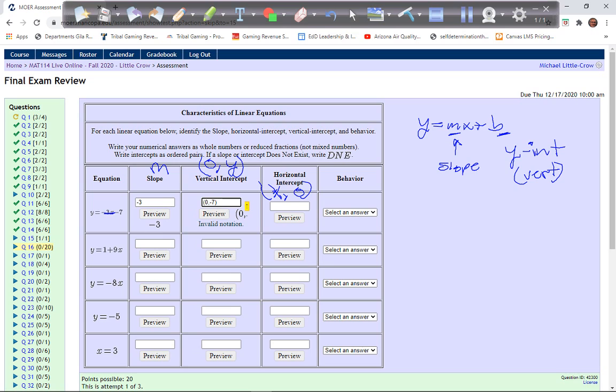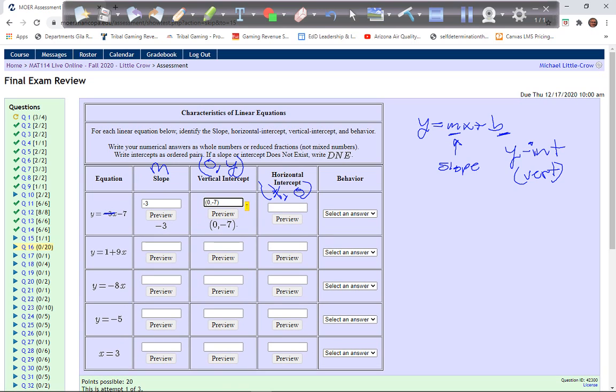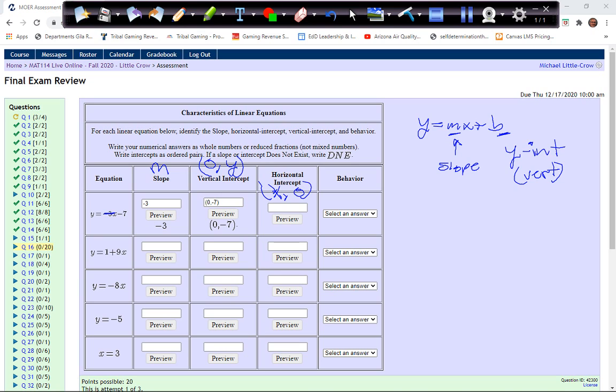0, -7. There we go. And then now the horizontal intercept, that's where we've got to actually do a little bit of work. We're going to plug in 0 for y. And then we have to solve for x. So we add 7 to both sides. We get that 7 equals -3x. And then we're going to divide both sides by -3.